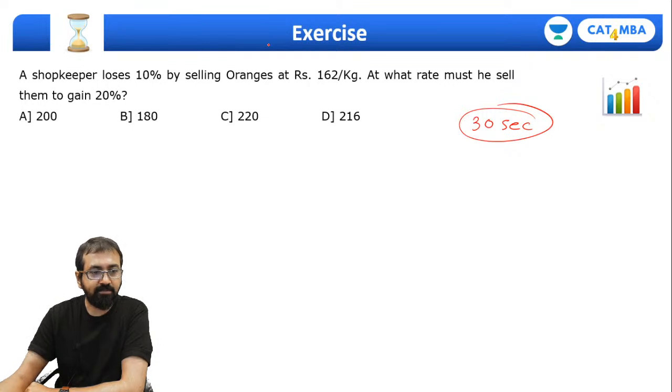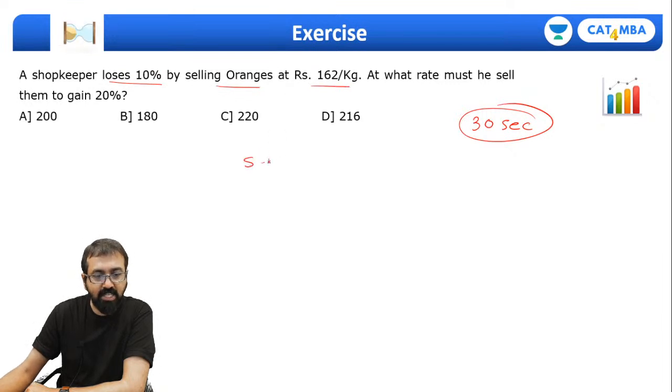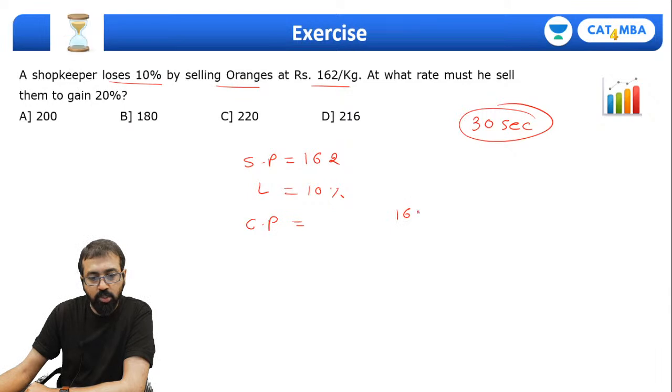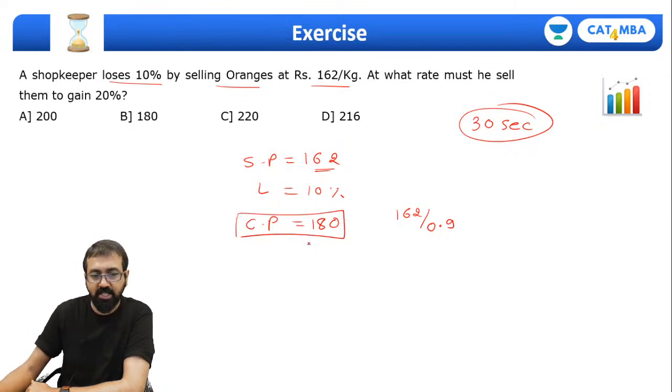Guys, quickly. A shopkeeper loses 10% by selling oranges at 162. So I know the selling price, it's 162. The loss percent is 10%. So of course, you can find the cost price this way also: 162 divided by 0.9. 18 nines are 162, or you can do it by trial and error. If the cost is 180 and you subtract 10% of that, you will get 162 as the selling price. So now we have got the cost price.